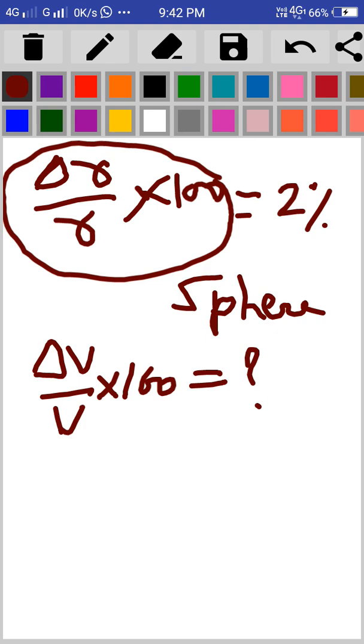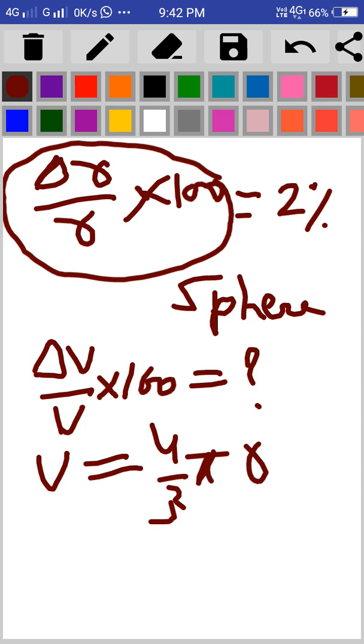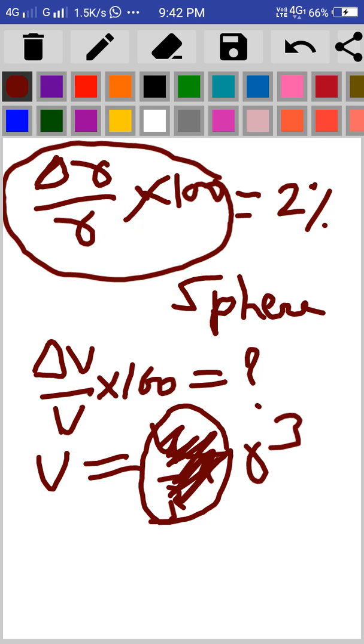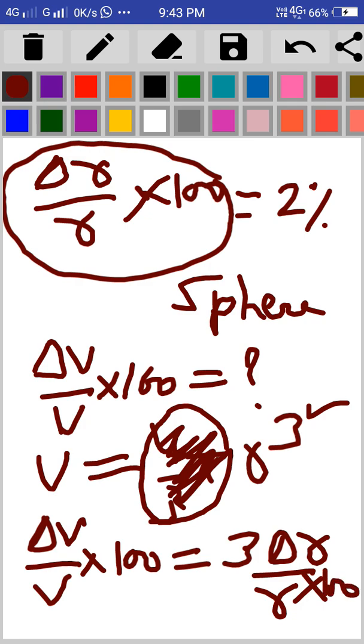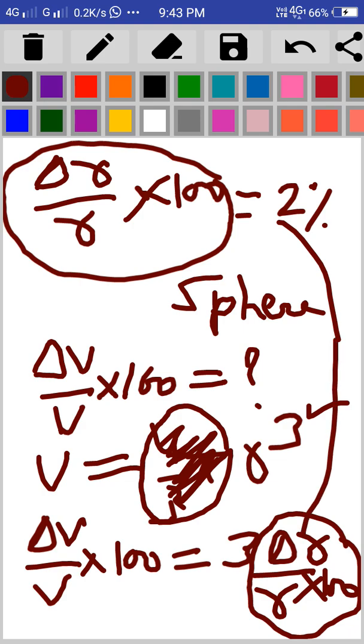Now we should know the formula for the volume. What is the formula for volume? Volume of sphere is equal to 4 by 3 pi r cube, right? Now this 4 by 3 pi is a constant quantity, so this is not going to be counted. So the only thing that remains is r cube. So it can be written as del V by V into 100 equals 3 del r by r into 100, right? And del r by r into 100 has been given to us as 2%.